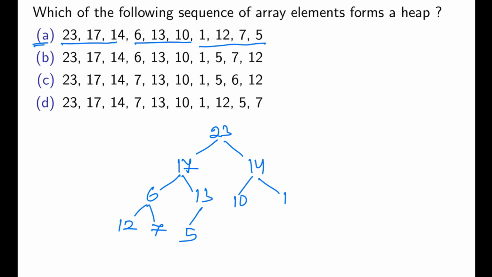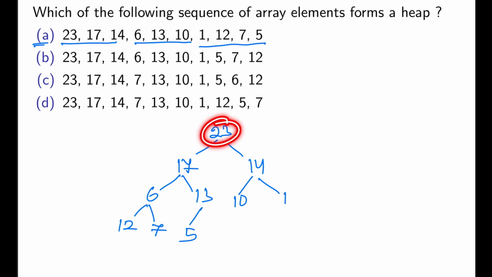Okay, so now 23, 17, 10, we can again verify: 23, 17, 14, then 6, 13, 10, then 1, 12, 7, 5. Here you can see, coming directly to this node 6, its child nodes are 12 and 7. So here the property is violated.